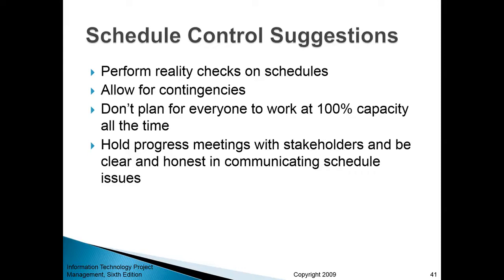Also, hold regular progress meetings with stakeholders and be clear and honest in communicating schedule changes and schedule issues. Typically, you may not get into big trouble if something gets delayed throughout the duration of the project. You will, as a project manager, get in trouble if you keep hiding those delays, and then towards the agreed upon completion date for your project, everyone is expecting the project to be finished, but then you're coming back and saying, oh, by the way, we had so many delays, the project will be delayed for another 6 months. That's when things may backfire on you. So you need to be very clear about communicating all those scheduling issues.